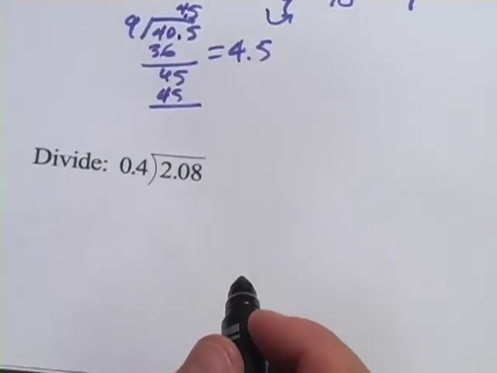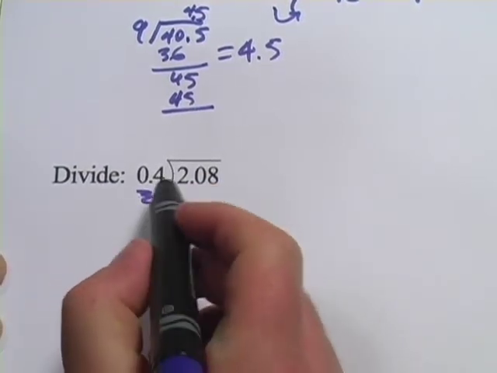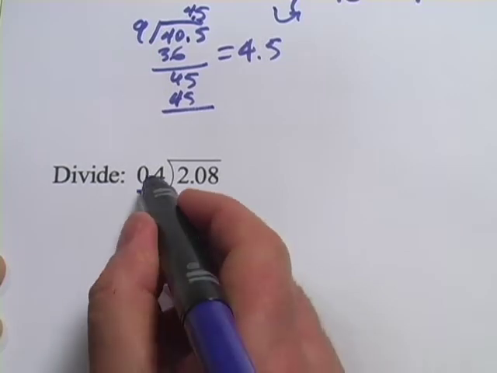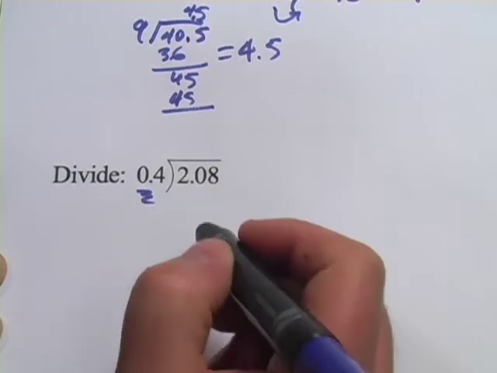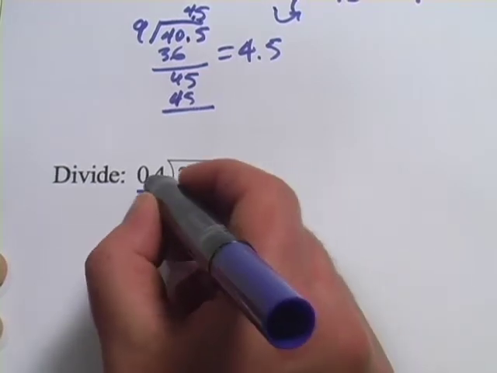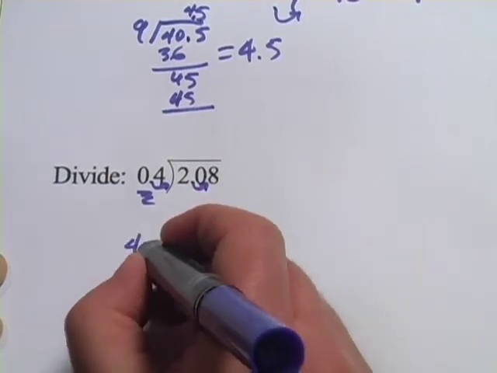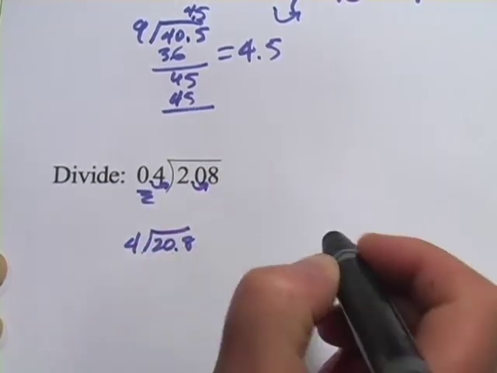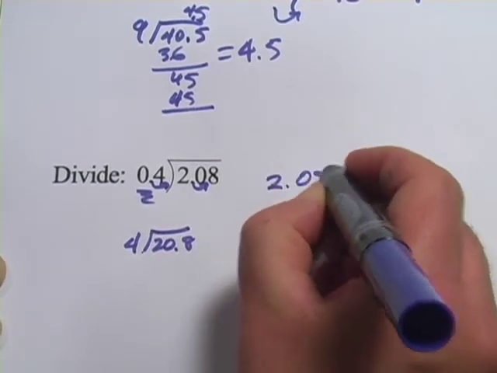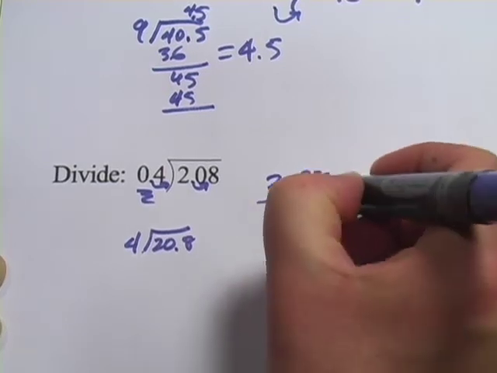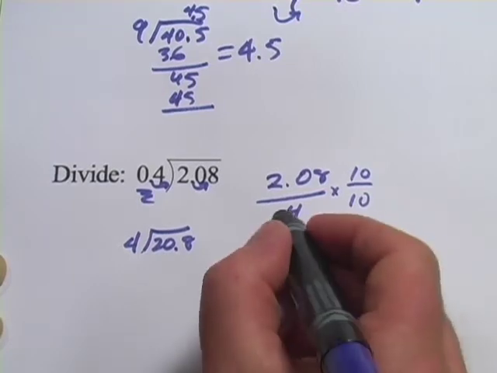All right, last one. By now, you're probably realizing I need to get this to be an integer. So what do I need to multiply by? What power of 10? In this case, if I move the decimal point one place, that'll do it. It'll become a 4. And you're going to do the same thing here. So boom, boom. Now we've got 4 and 20.8. What I did there, just to write it another way, we had 2.08 divided by 0.4, and I multiplied that by 10 over 10, which is the same thing as multiplying by 1. That moves the decimal points.